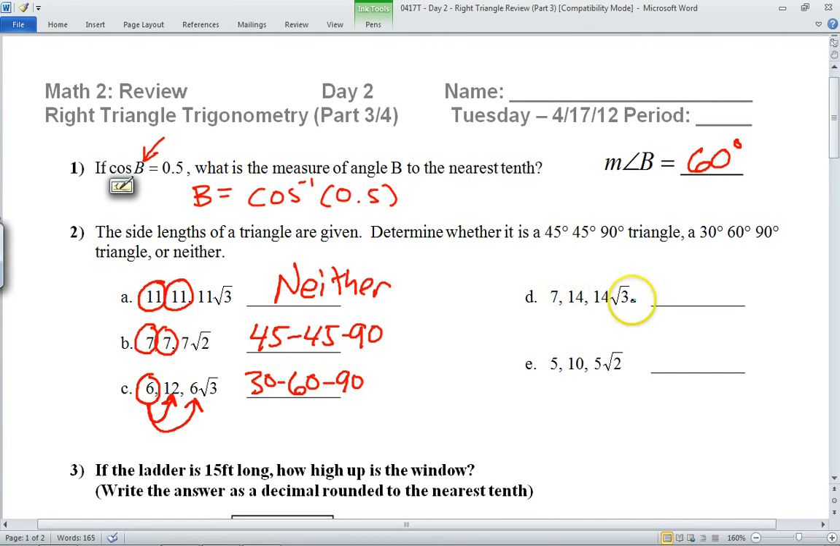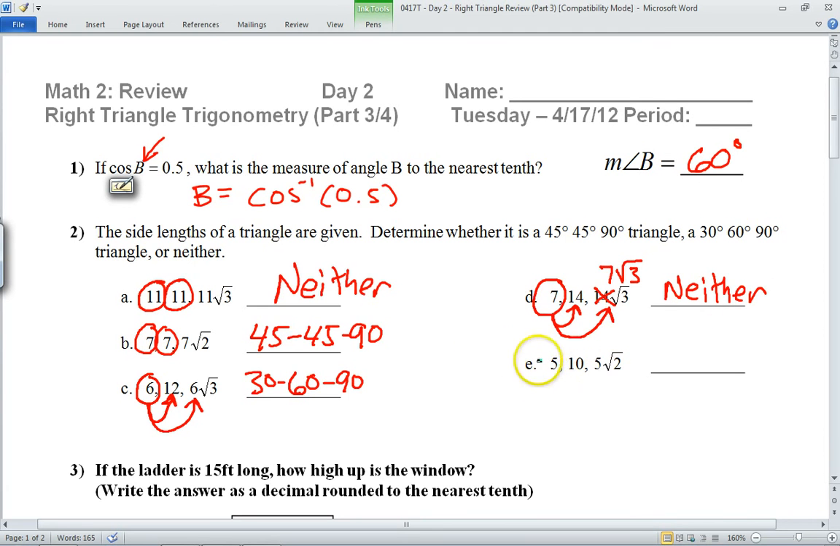Look at this one. This is looking like it might be a 30, 60, 90 triangle. If so, 7 would be the short leg. If we double it, that would give us the hypotenuse. And there it is, 14. If we take this and multiply it by radical 3, that would give us the long leg. But this is wrong. There's a 14 here. If this were the long leg, it would be the short leg times radical 3. It should be 7 radical 3, not 14. So this is going to be neither.